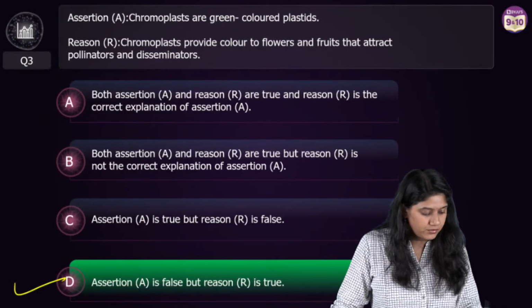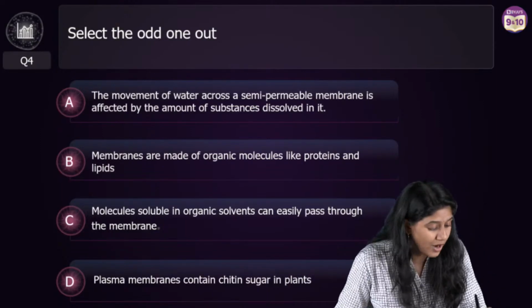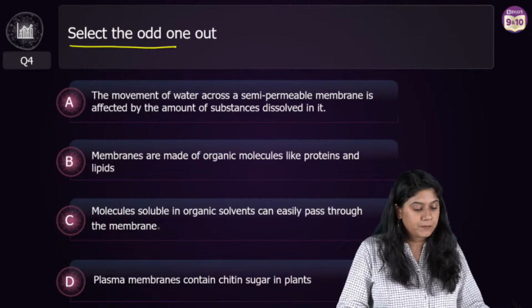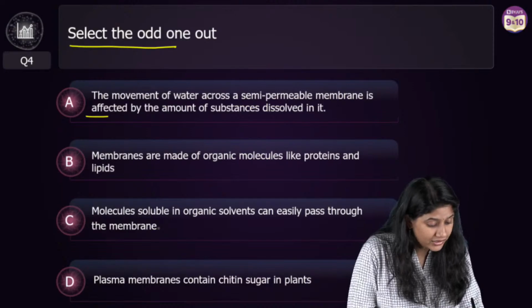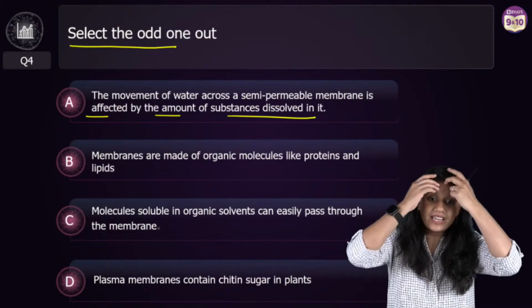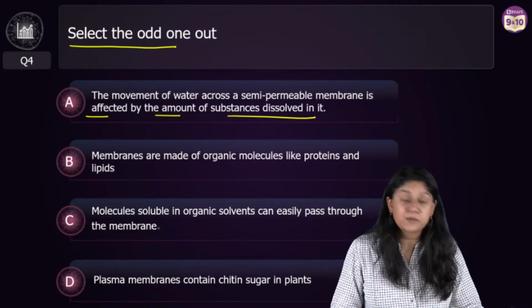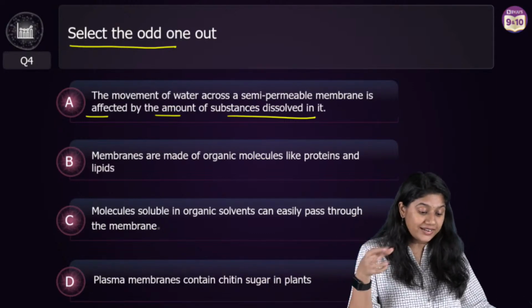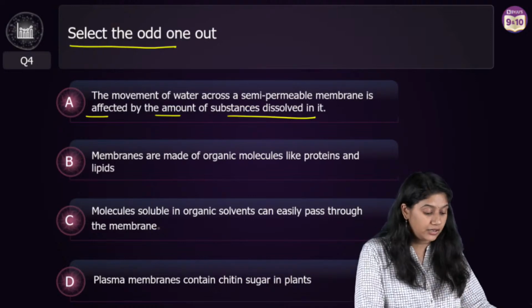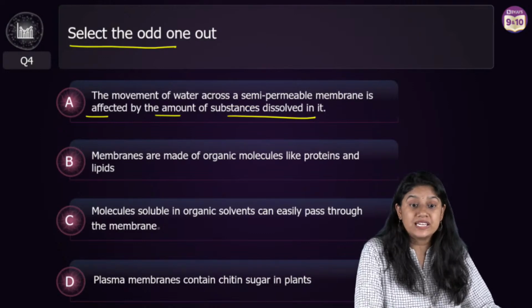You all are correct. Let's move to the question before everyone. You have to select the odd one out. Option A: The movement of water across a semi-permeable membrane is affected by the amount of substance dissolved in it. Option B: Membranes are made up of organic molecules like protein and lipids. Option C: Molecules soluble in the organic solvent can easily pass through the membrane. And option D: Plasma membrane contains chitin, sugar in plants. Which of these is right?